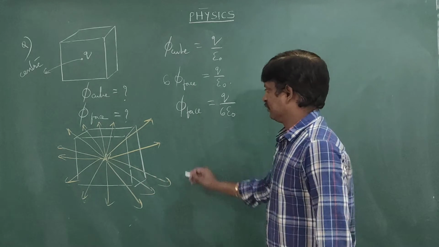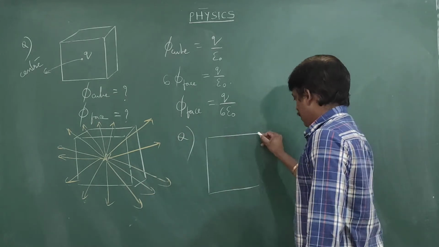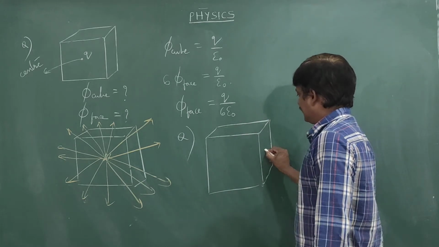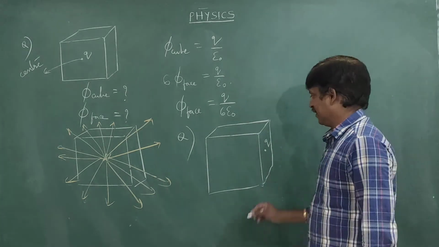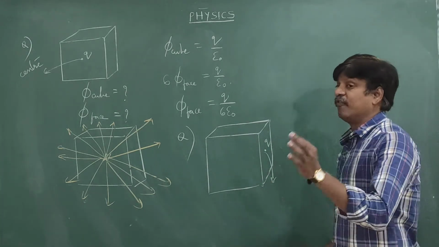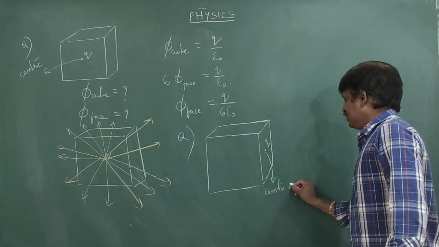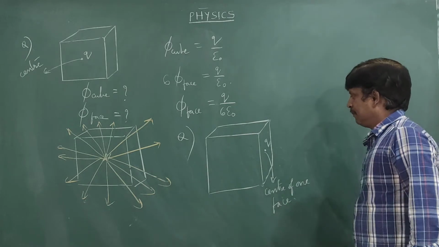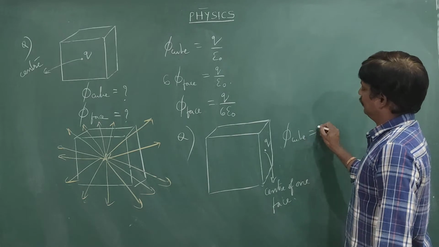Is that clear? Right. Then, so for example, once again let us take a cube and a charge is placed at the center of one face. The charge is placed at the center of one face. My question is, find the flux through the cube.